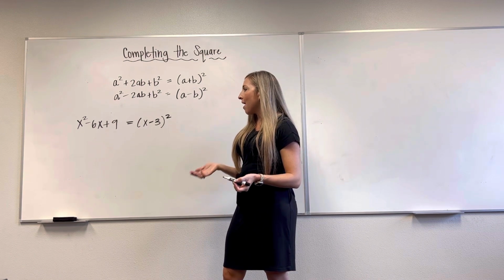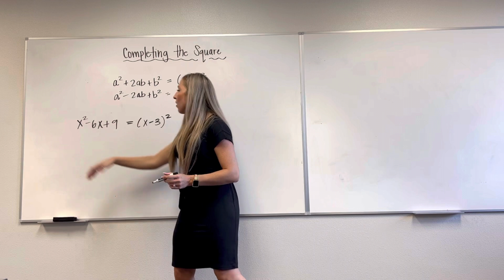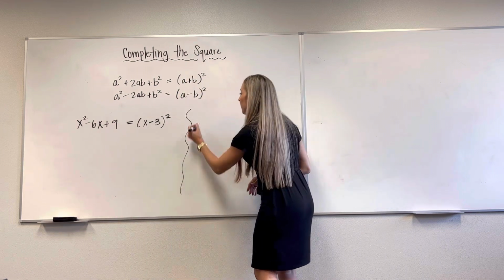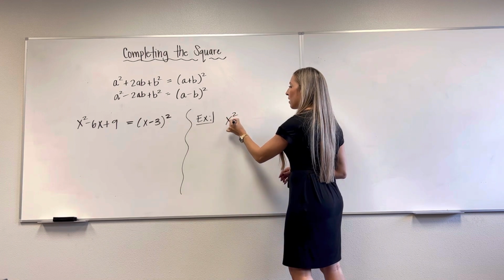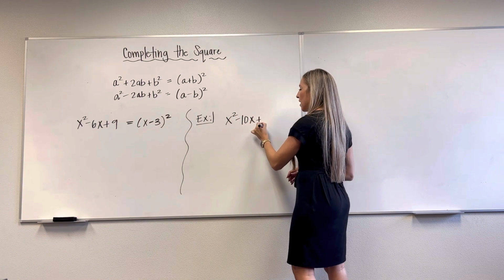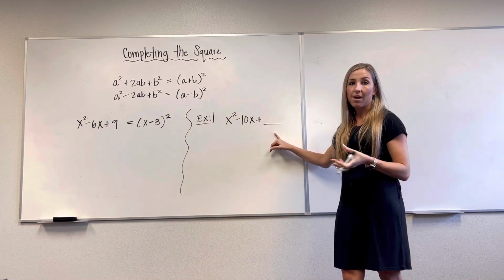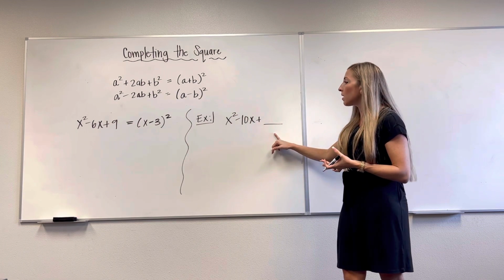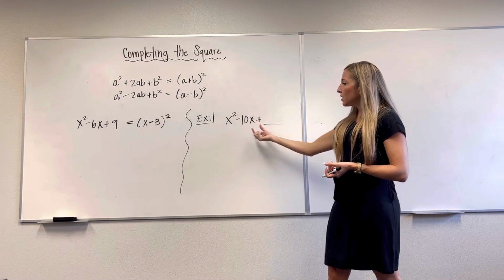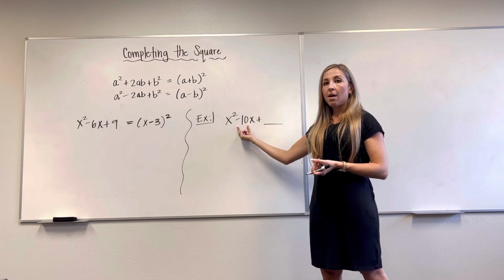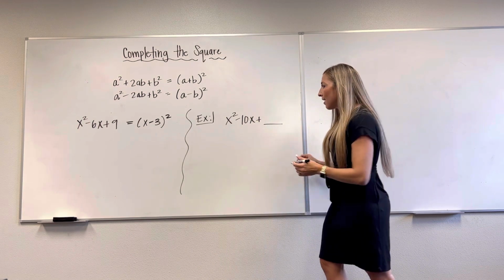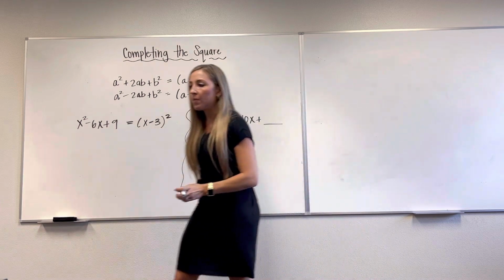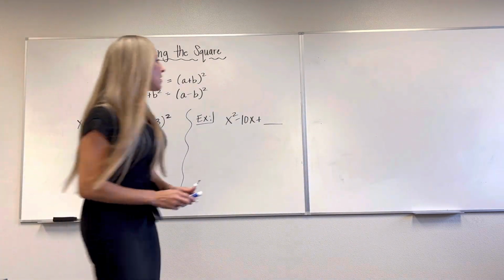What if you didn't have that fully written out? Say you're told to complete the square. You have x squared minus 10x. Now tell me what needs to go in the blank for this to be a perfect square trinomial. Well, what you do is you take the coefficient of the linear term. So you take the coefficient on x, divide it by 2, and then square it. And that's the constant that you need to add.